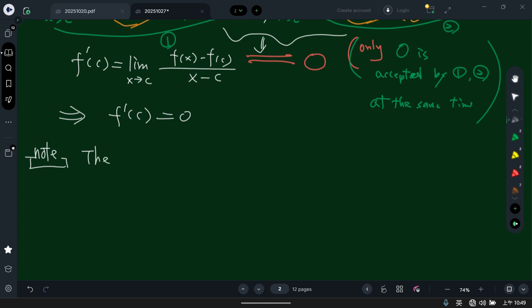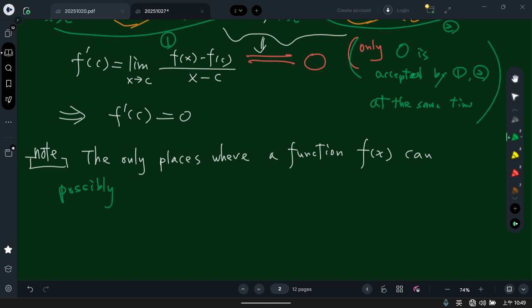Okay, so I just want to give you a note. The only places where a function f of x can possibly have an extreme value, either local or global.